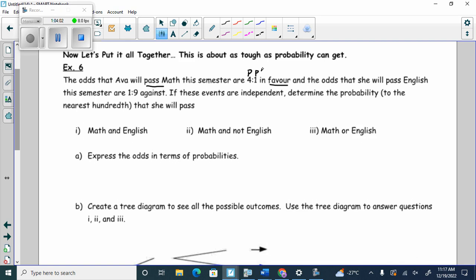Probability Venn diagrams. You're just getting it mixed up. Odds adds to total. So if I want the probability of Ava passing, what would it be? 4 out of what? 4 out of 5. Then what would be the probability of Ava not passing? Yeah, 1 out of 5.